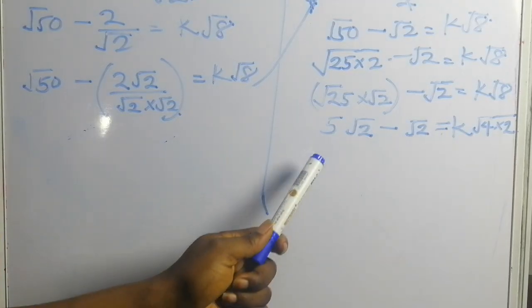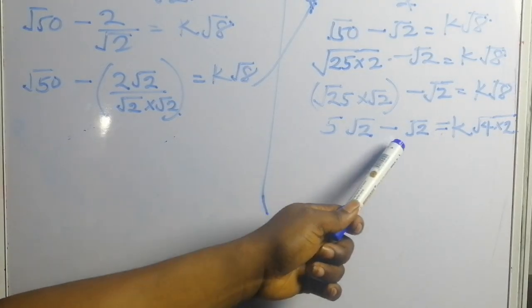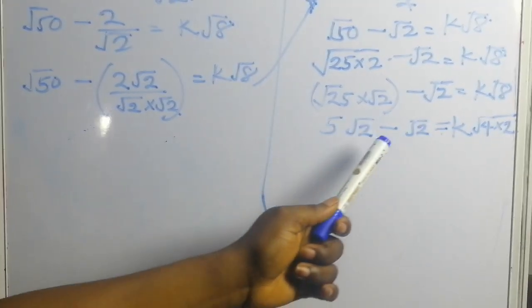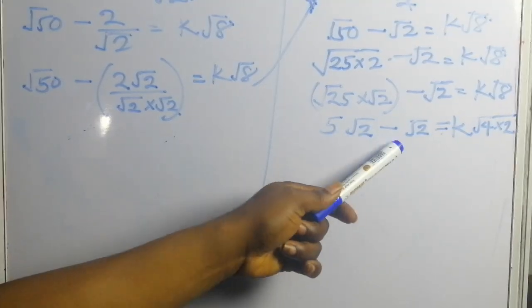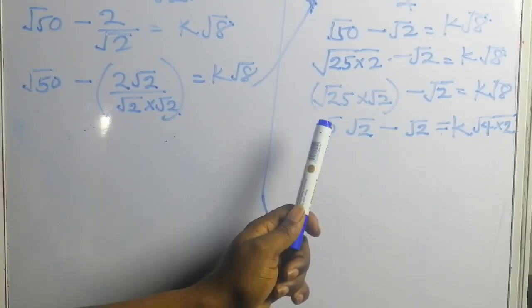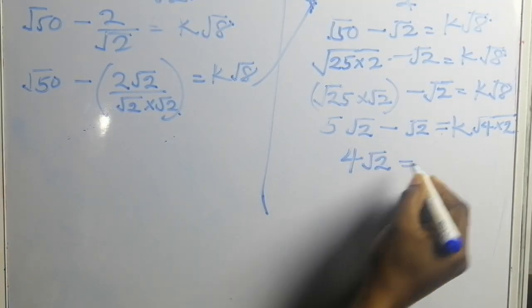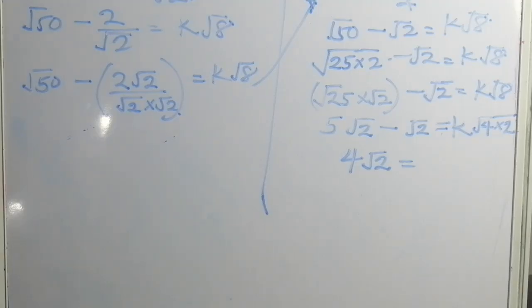So if you look at this very well now, I can subtract because I have root 2 here, I have 1 root 2 here. There's 1 here, but we don't write it. So 5 root 2 minus root 2, that is 5 minus 1, the same thing as saying 4 root 2. I can only subtract it because I know the values inside the roots are the same. If the values are not the same, you cannot subtract it. And don't forget, root 4 here is the same thing as 2 times 2, 4.